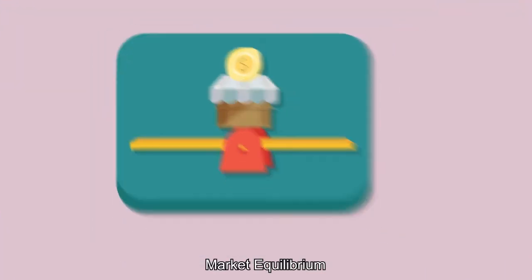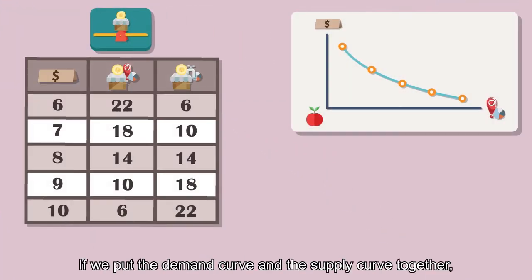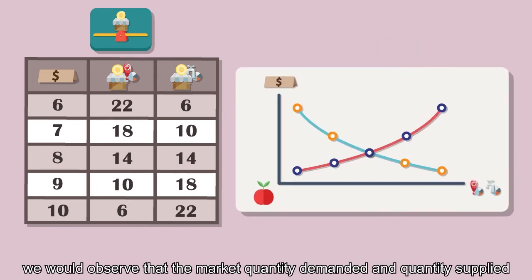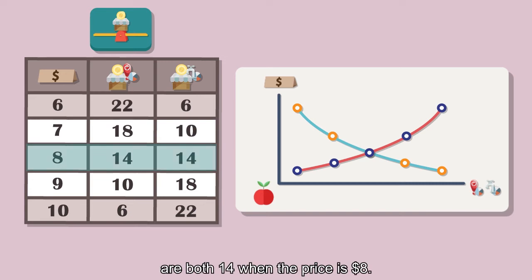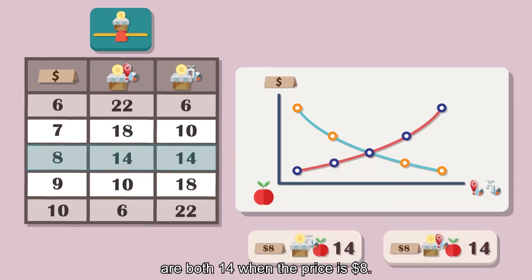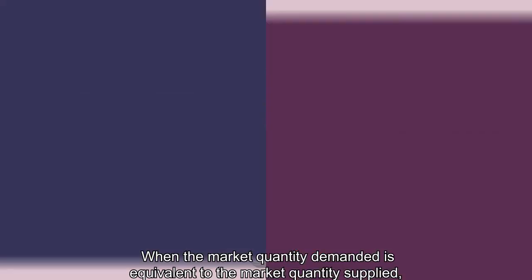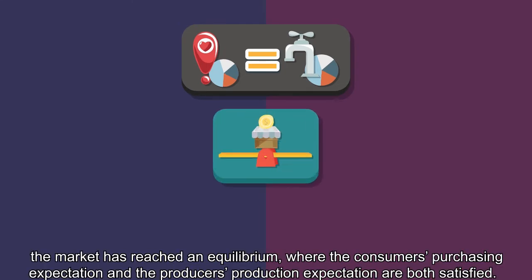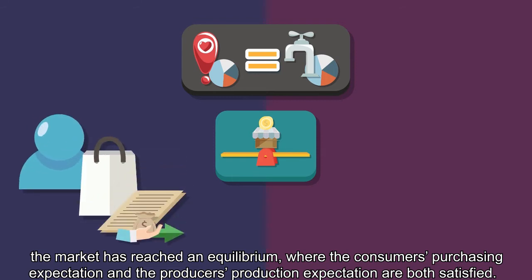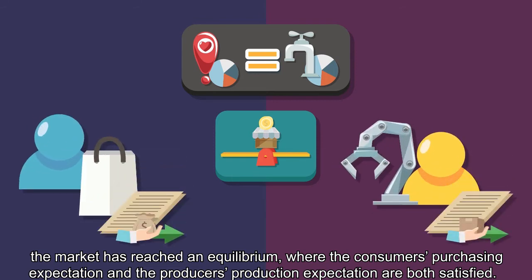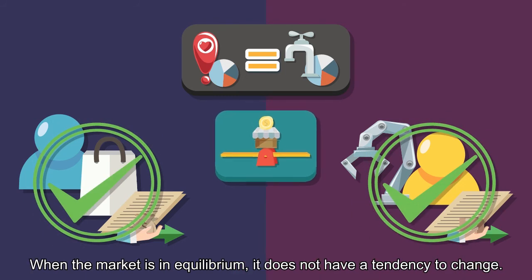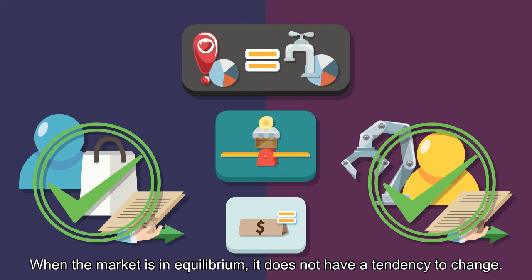Market equilibrium. If we put the demand curve and the supply curve together, we would observe that the market quantity demanded and quantity supplied are both 14 when the price is $8. When the market quantity demanded is equivalent to the market quantity supplied, the market has reached an equilibrium where the consumer's purchasing expectations and the producer's production expectations are both satisfied. When the market is in equilibrium, it does not have a tendency to change.